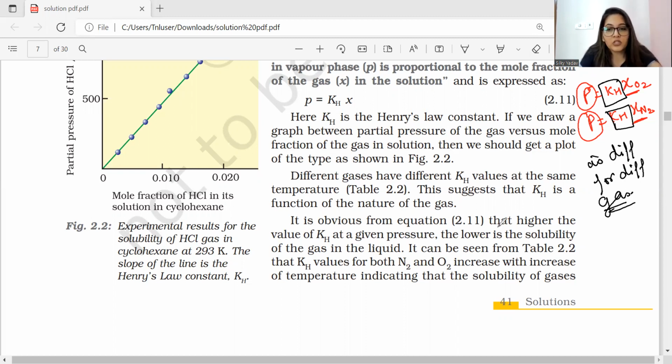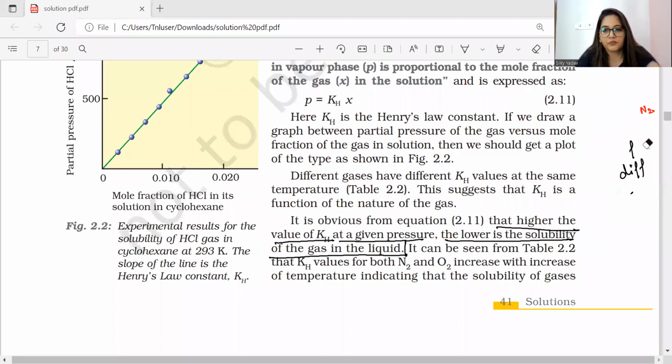So it's obvious from the equation that the higher the value of KH at a given pressure, the lower is the solubility of a gas in the liquid. I'll tell you what it is. First, I think that this is clear to everyone, right? Now let me explain more. Now see, what these lines are saying to us is, higher the value of KH, because the equation is this.